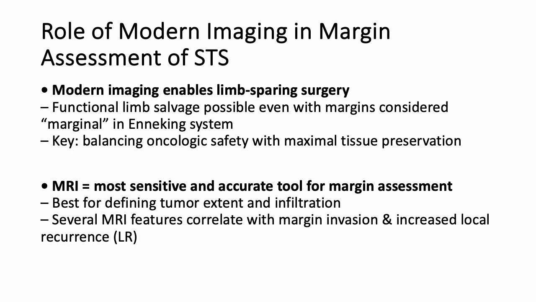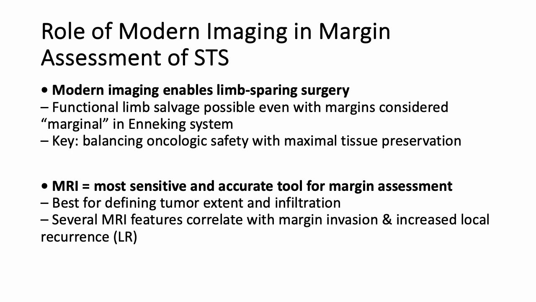Before that, the role of modern imaging in margin assessment of soft tissue sarcoma. Many books write about the triple assessment in soft tissue sarcoma, that is, assessment of the local site using MRI, then the core cut biopsy, and then CT for distant metastasis. This is the triple assessment in STS. And modern imaging, especially MRI, has enabled us to perform limb sparing surgery with adequate or comparable oncological outcome.